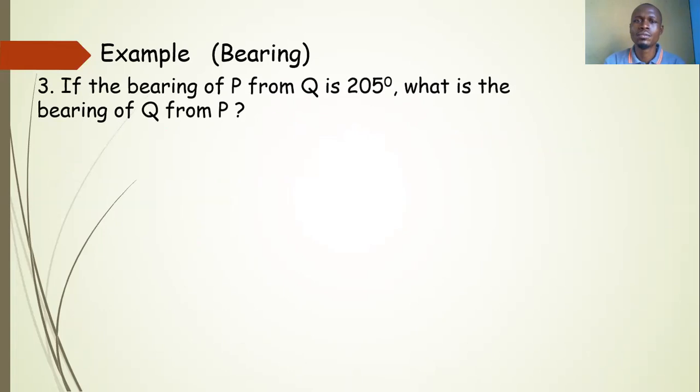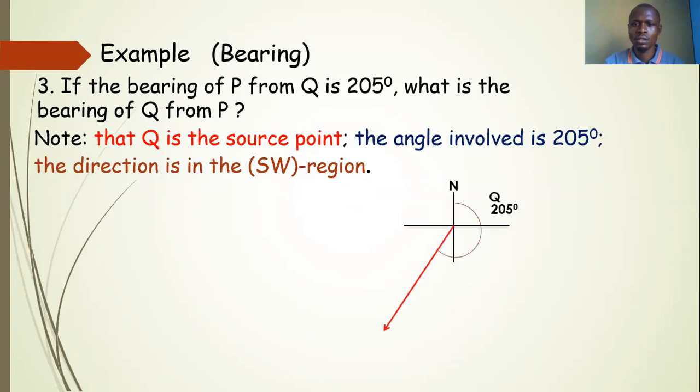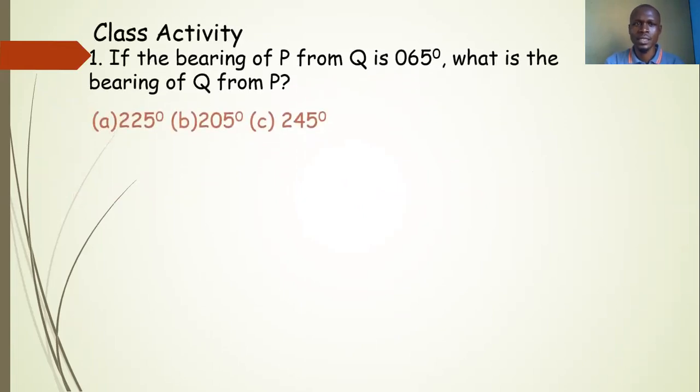Let's look at another one. If the bearing of P from Q is 205, what is the bearing of Q from P? Let me pause a while. While you quickly do this, see what your answer really is. Okay? Do this very quickly. Okay, if you have done that, then let's see what that will give us. We have our note. Take that down and check that out. You have your answer.